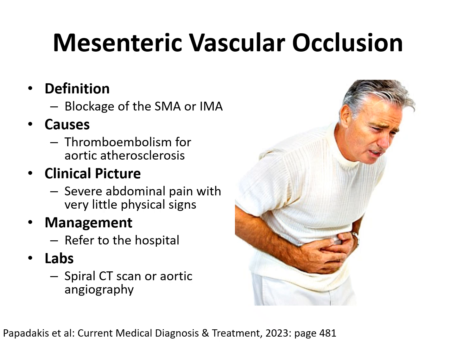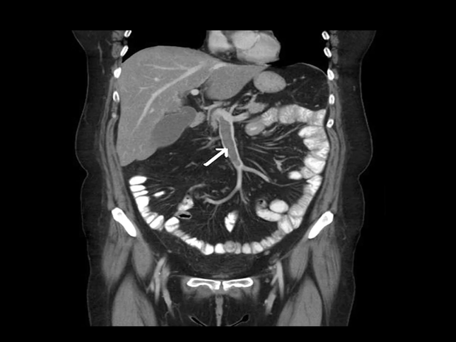If this were paid attention to, then you can either do a spiral CT scan, which is non-invasive, or you can order an aortic angiogram, which is invasive. So here is the first of a couple of images. This is a CT scan of an abdomen in an overweight male.